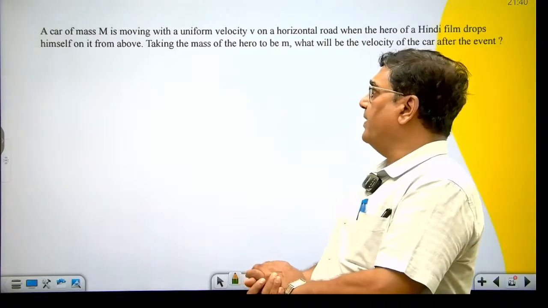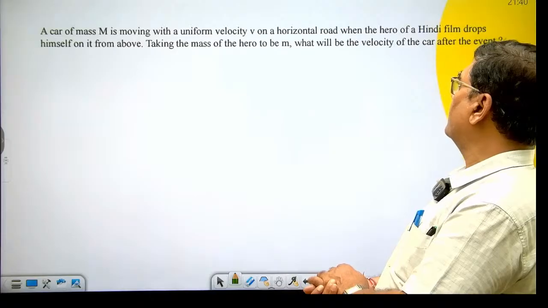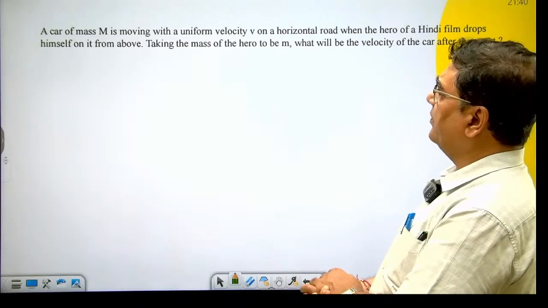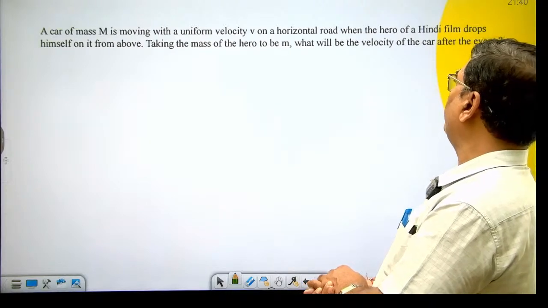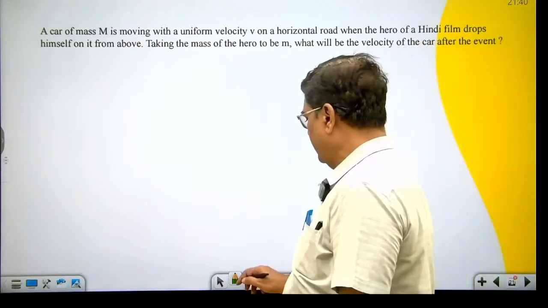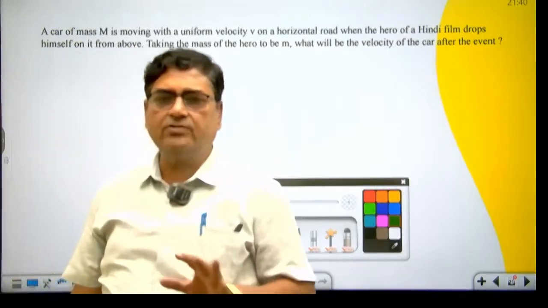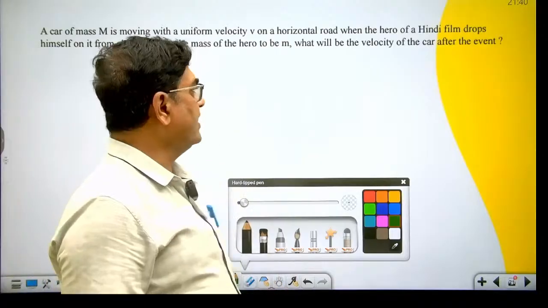A car of mass M is moving with a uniform velocity v on a horizontal road when the hero of a Hindi film drops himself on it from above. Taking the mass of the hero to be m, what will be the velocity of the car after the event? Dear student, the hero is coming from the y direction. So in the x direction there is no external force, so the velocity of the center of mass will remain constant.